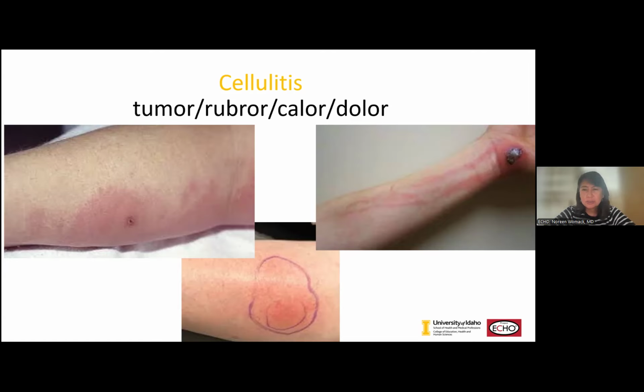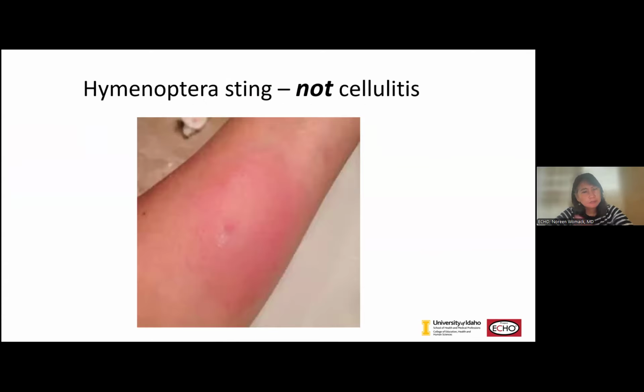And I'm showing you this because, next slide, this is not cellulitis. This is one of my little pet peeves. So this is a bee sting or Hymenoptera. That's bee, wasp, hornet, any of those sorts of stings. And many people have a delayed hypersensitivity reaction to stings. So not anaphylaxis, just a localized hypersensitivity reaction that actually takes anywhere from 24 to 72 hours to happen.